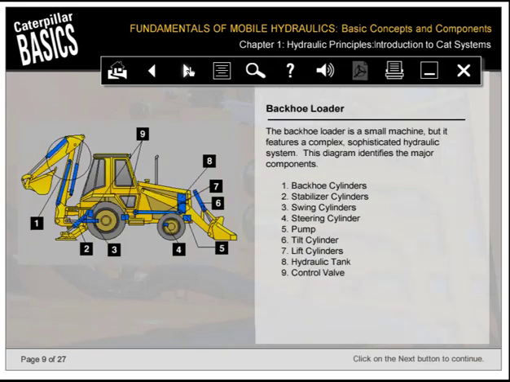The backhoe loader is a small machine, but it features a complex, sophisticated hydraulic system. This diagram identifies the major components. 1. Backhoe cylinders. 2. Stabilizer cylinders. 3. Swing cylinders. 4. Steering cylinder. 5. Pump. 6. Tilt cylinder. 7. Lift cylinders. 8. Hydraulic tank. 9. Control valves.